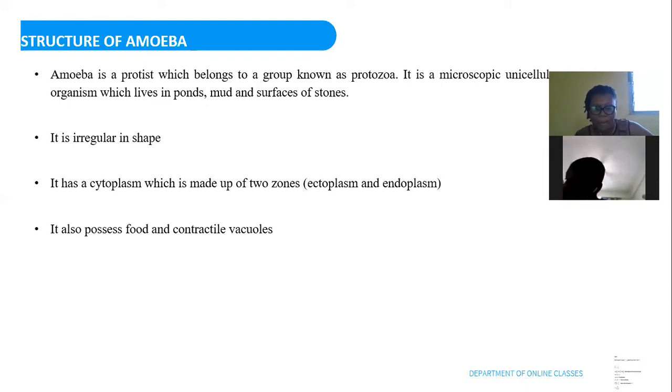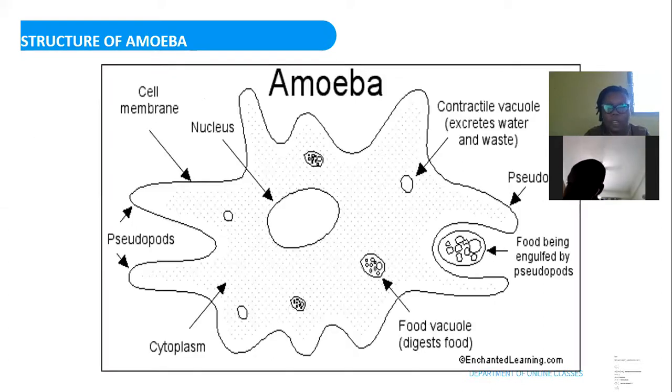And basically, amoeba lives in ponds, lakes, fresh water, or streams. Or you can even find amoeba on surfaces of stones. Now, when you look at the structure, let me go to this slide. This is how amoeba looks like. This is the structure of amoeba. Amoeba basically has an irregular shape. You can't tell the shape of amoeba, okay? Amoeba doesn't have a fixed shape. It has an irregular shape. So this is how the shape of an amoeba looks like.